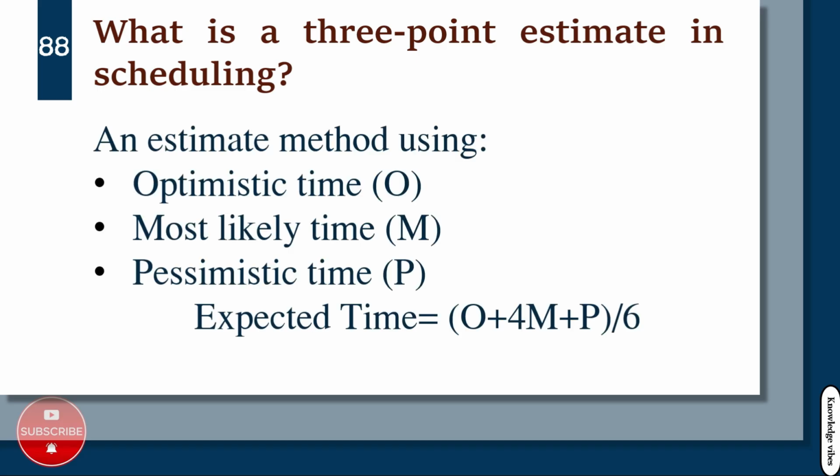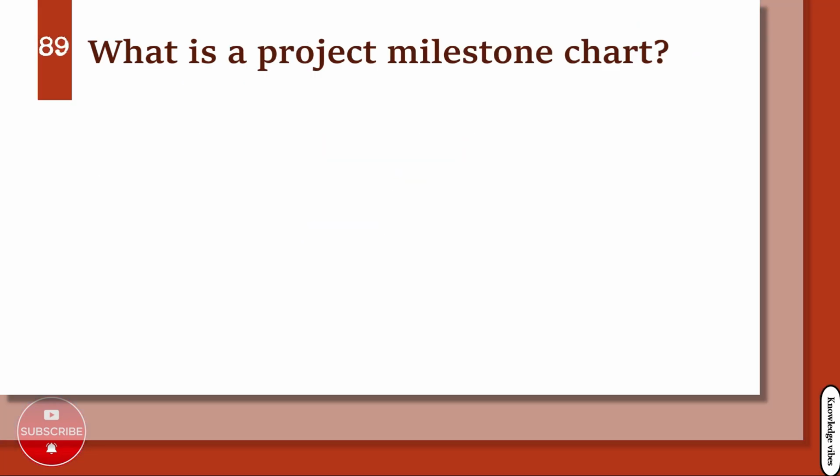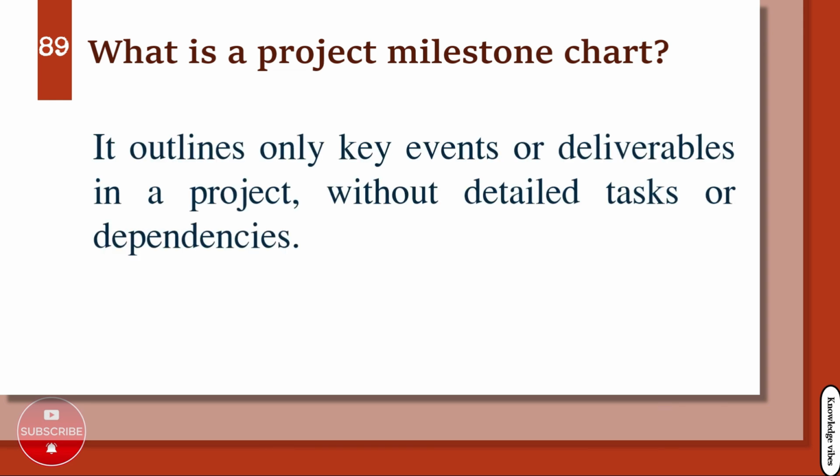What is a three-point estimate in scheduling? An estimate method using optimistic time, O, most likely time, M, pessimistic time, P. Expected time equals (O plus 4M plus P)/6. What is a project milestone chart? It outlines only key events or deliverables in a project, without detailed tasks or dependencies.